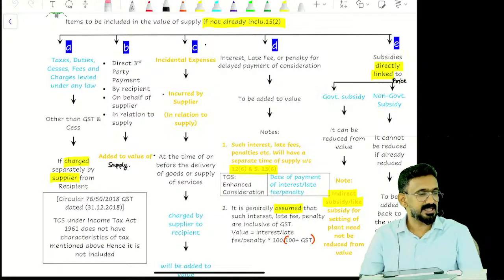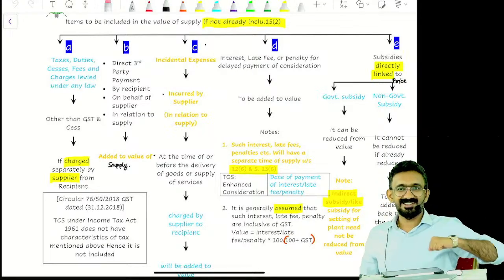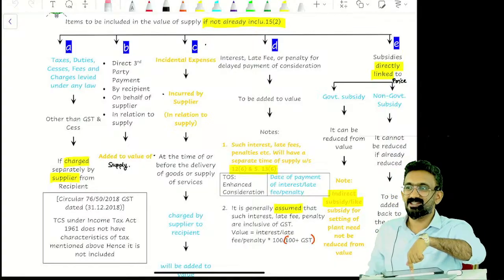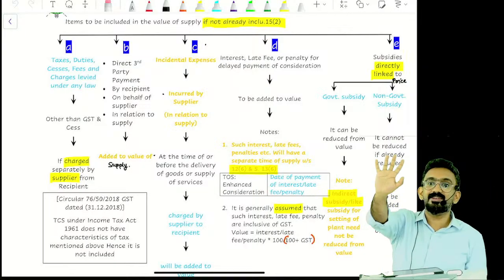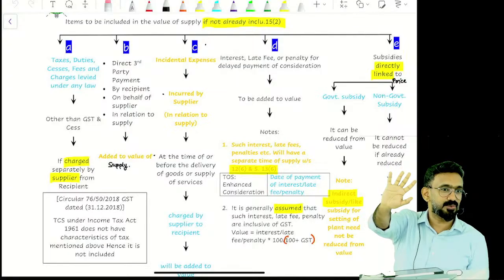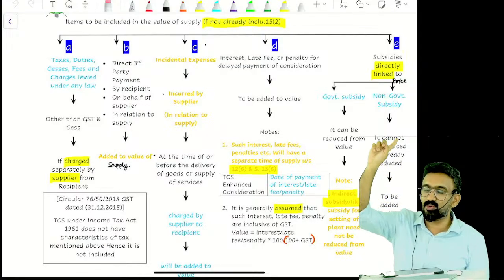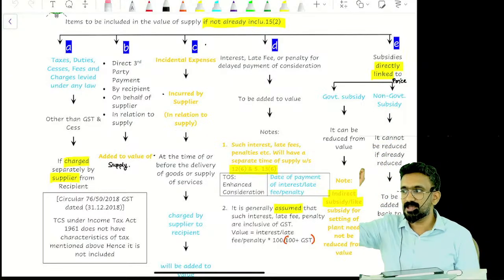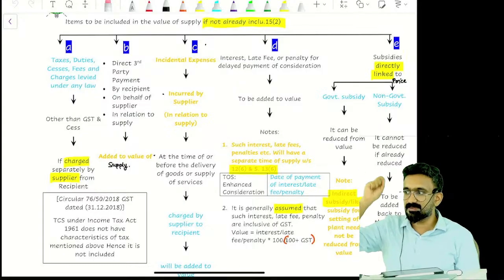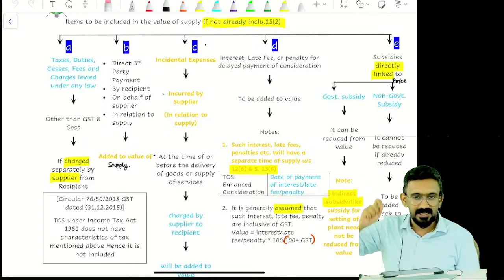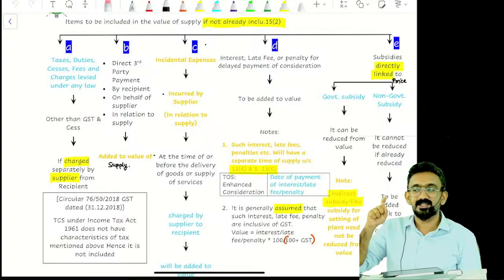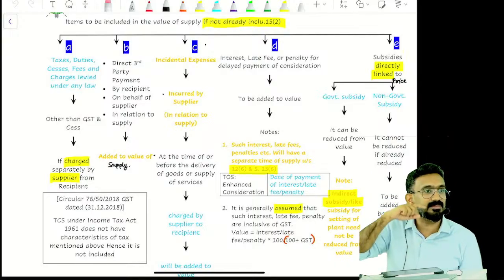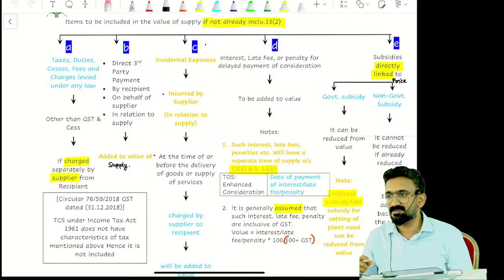Apart from the money, say apart from the 5,000 I've collected, I also collected 5,000 as interest. Should I include it? I should check which section? 15 subsection 2. There are 5 items to be included in 15 subsection 2 if not already included in transaction value. What is clause A? You read clause A. Taxes, duties, cess, fees and other charges under any law other than GST and cess, if charged separately by the supplier from the recipient, will be added to the value.